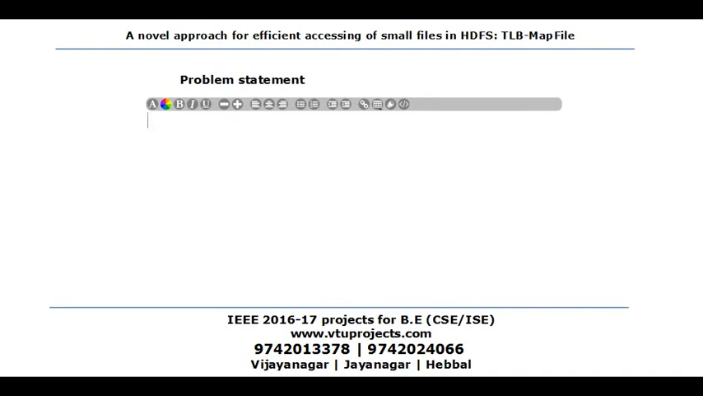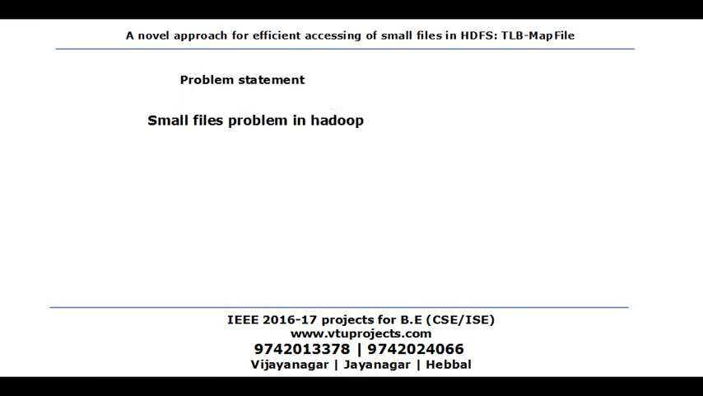So the problem that we are trying to solve in this particular project is the small files problem in Hadoop. In the prerequisite, you have learned that Hadoop is a wonderful solution available to solve the big data problem. Hadoop provides us the capability to store the data and also to process the data. But for a large number of small files, Hadoop has a drawback. I'll explain what that drawback is. That is the problem that we are trying to solve in this particular project.